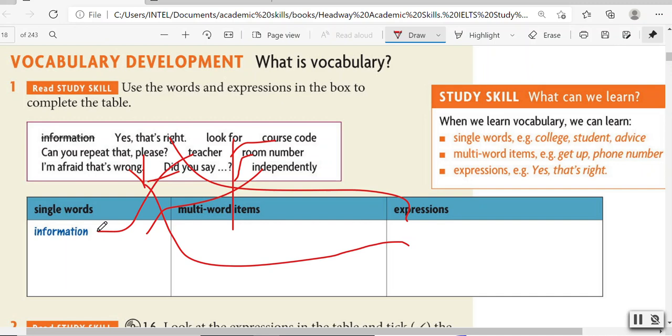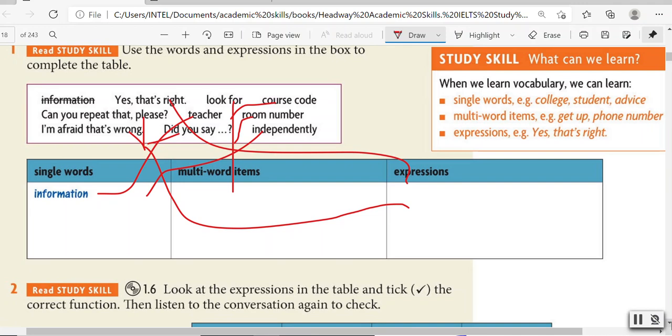Independently belongs to this one. And the other ones, these three belong to expression. Look for, course code, room number belong to multi-word items because they use two words together. And that's all about this. We have three types of words: single word, multi-word, and expression.